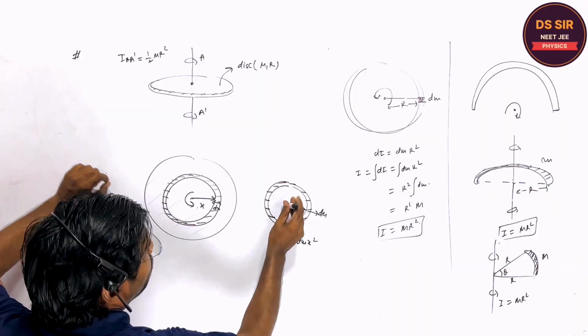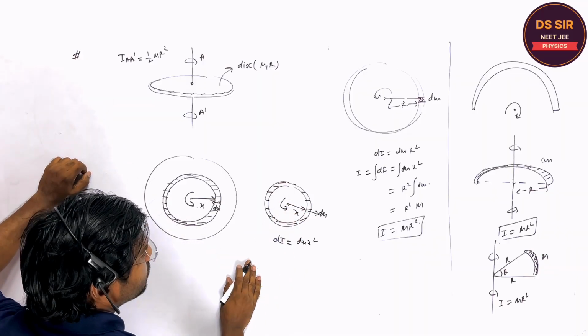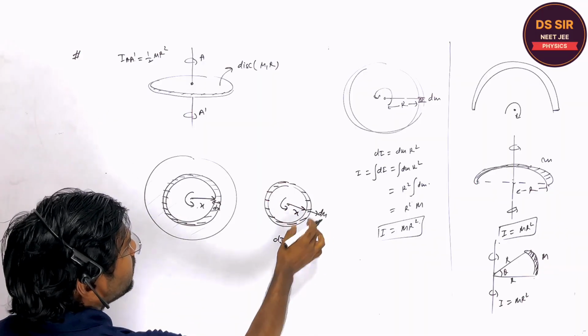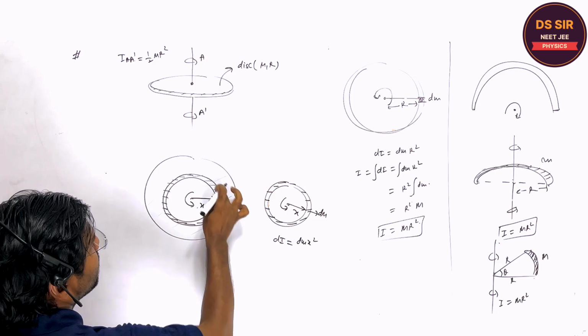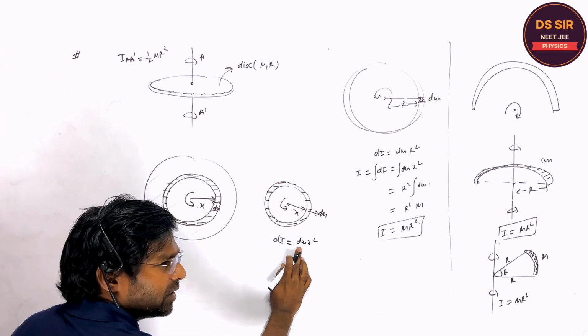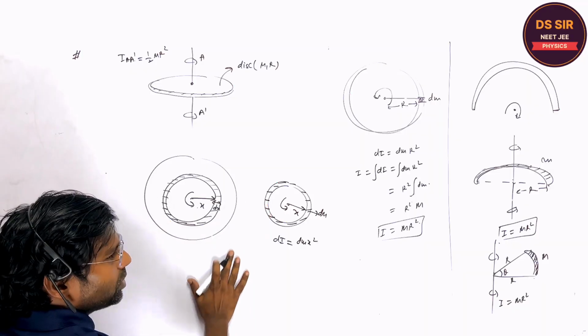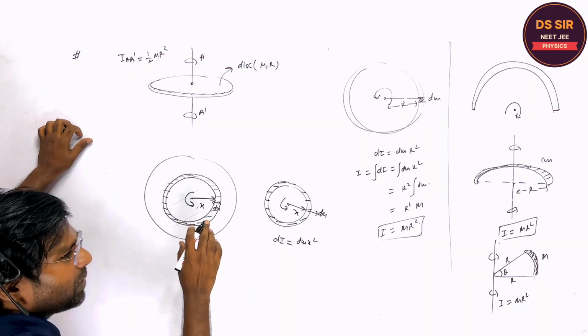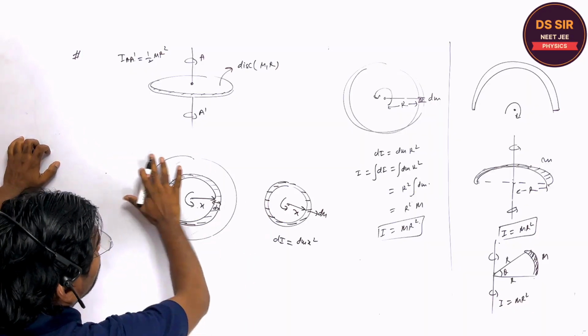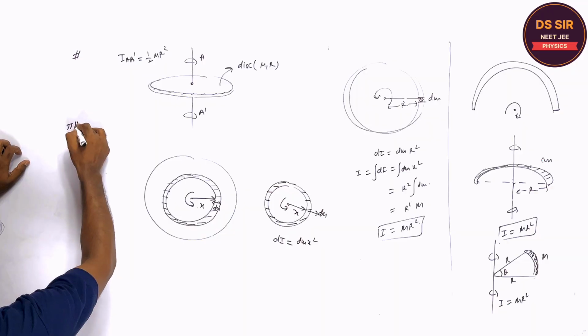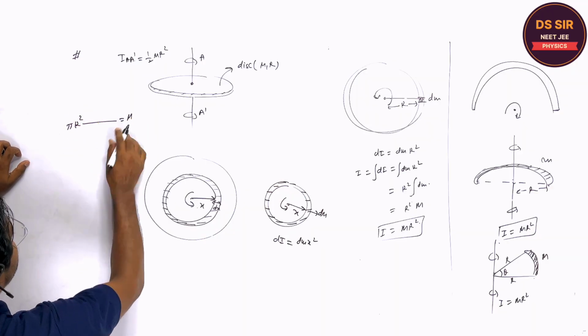This is the axis of rotation. What is dm? Dm is the mass of this elemental ring. So can you write the dm mass? Yes. In this case, the mass is distributed over the area, so I will apply again the unitary method. For example, for the pi r square area, the mass is what? Say m.